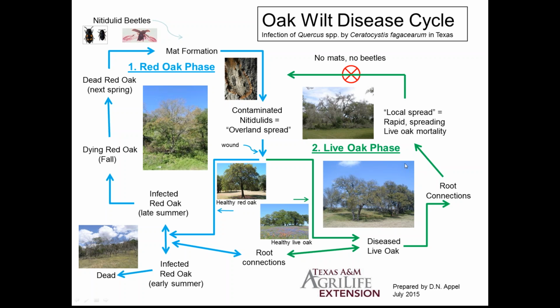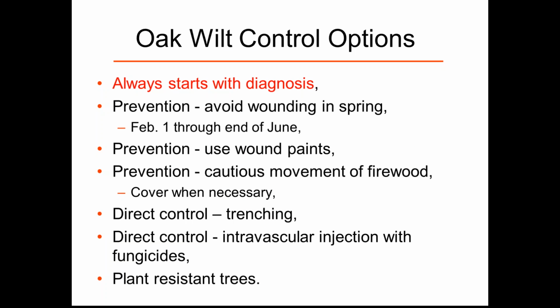So the two phases are different in that in the red oak populations, the fungus can perpetuate itself based on the fungal mats. In live oak populations, it will only spread underground locally from one tree to the next. There is no beetle spread that occurs in live oak. So with that as a background, let's talk about oak wilt control.